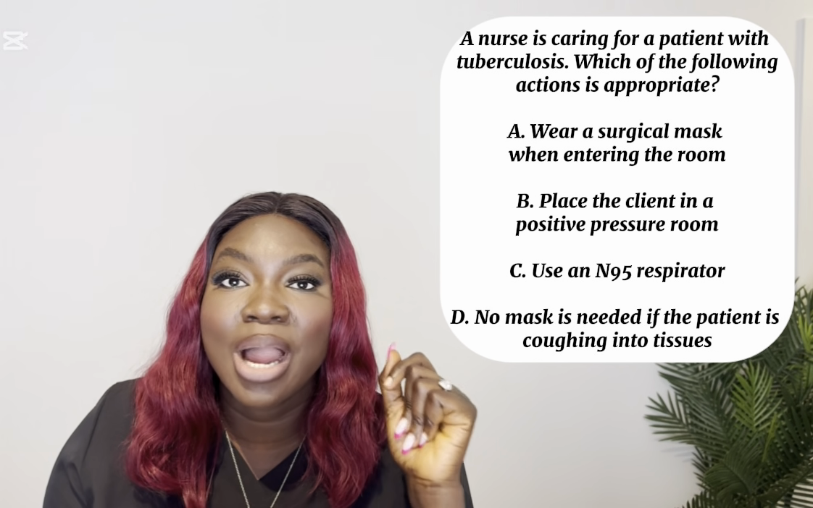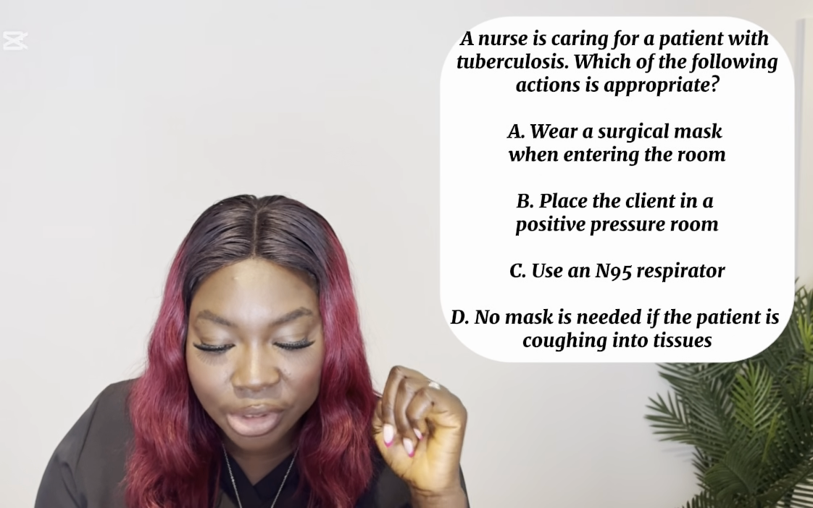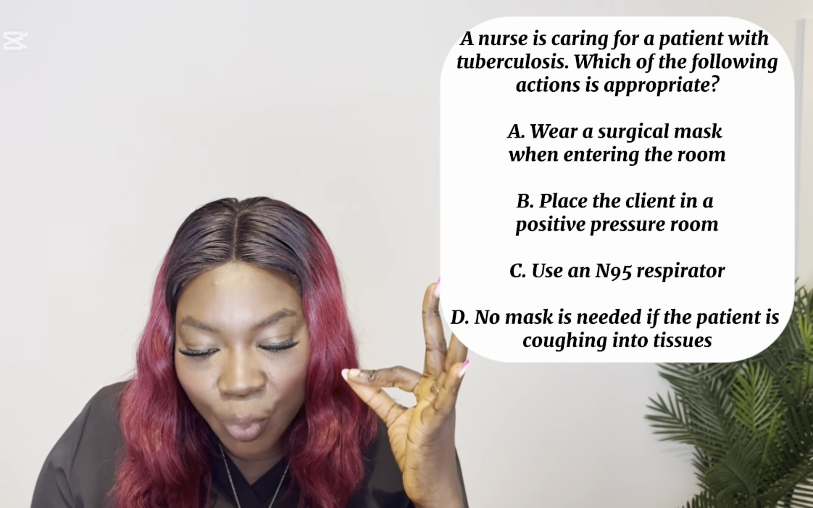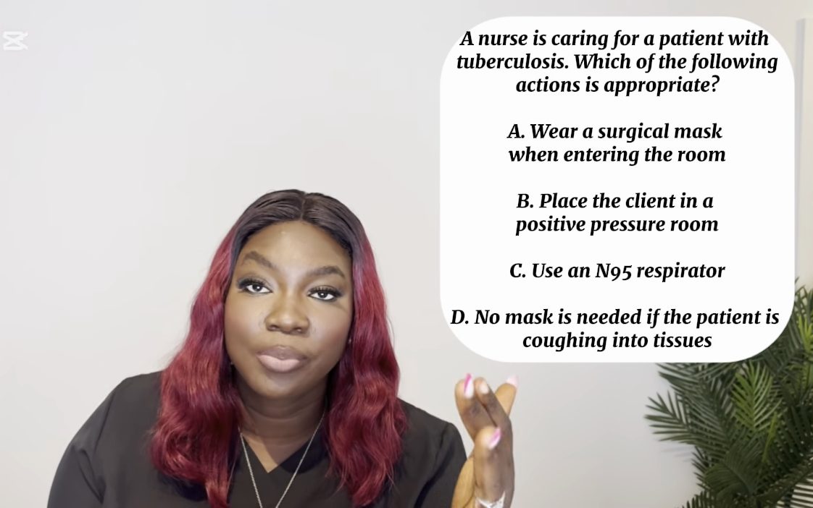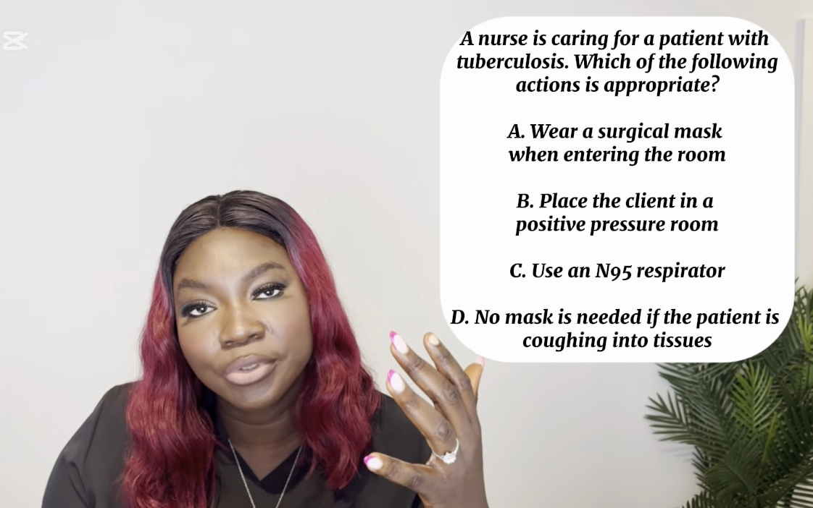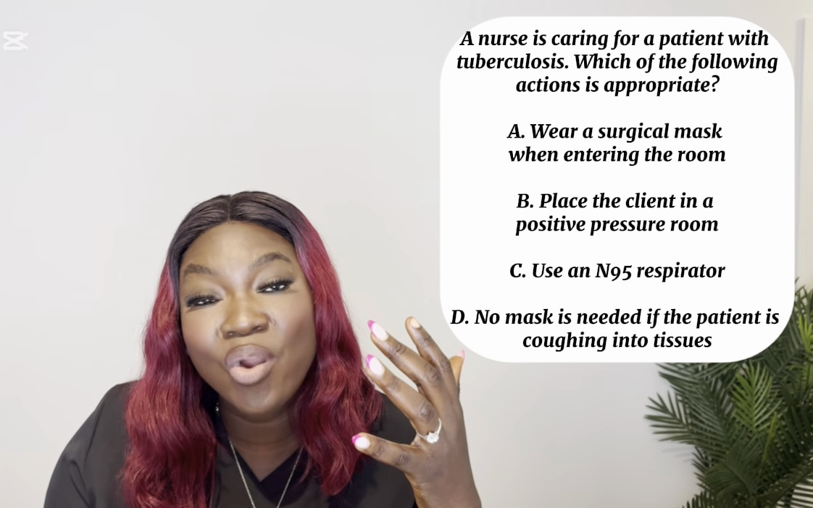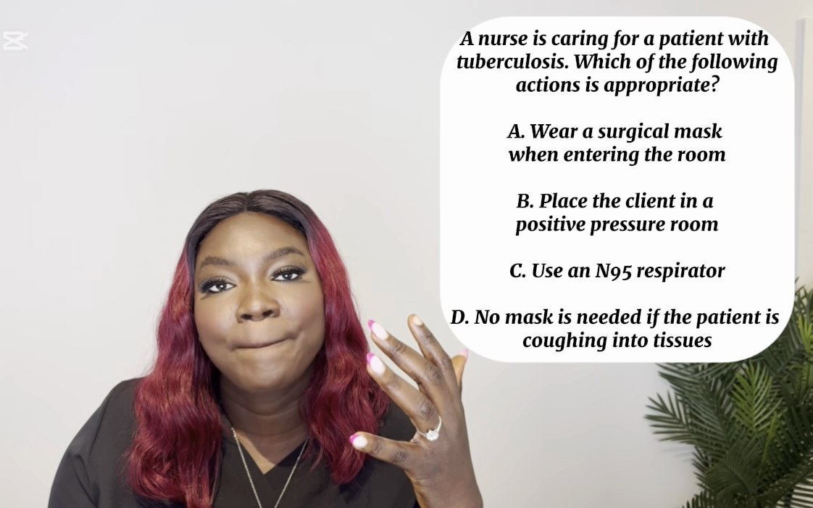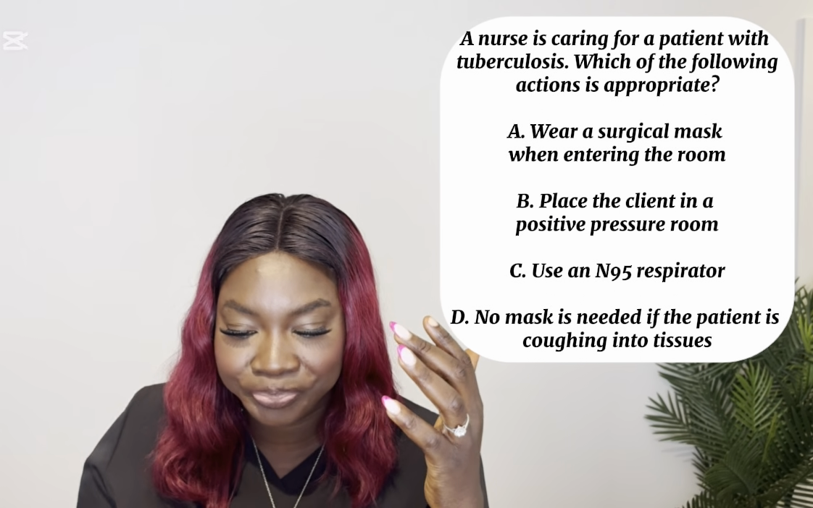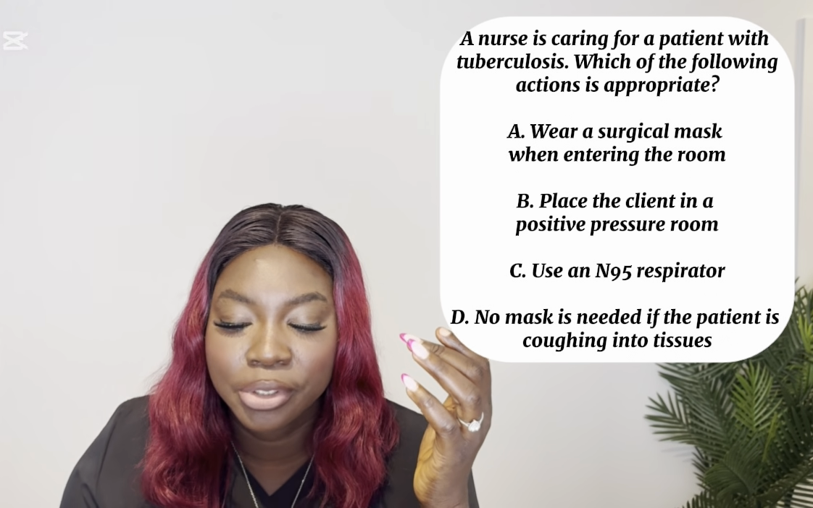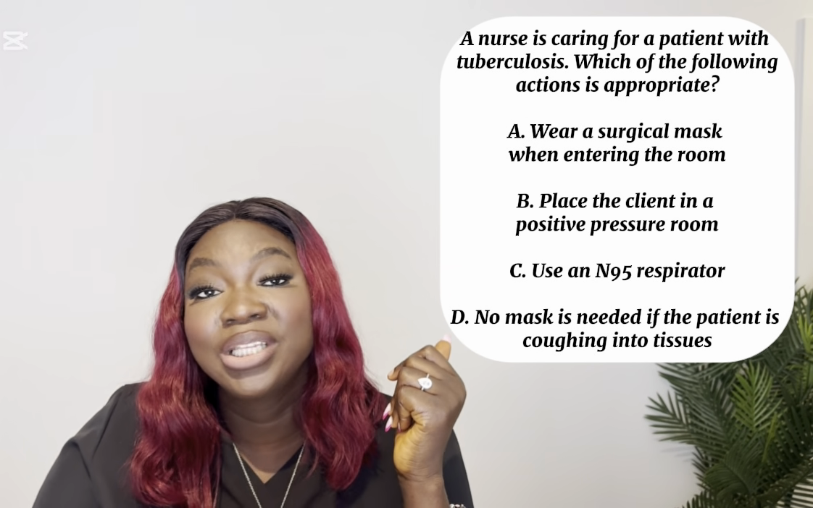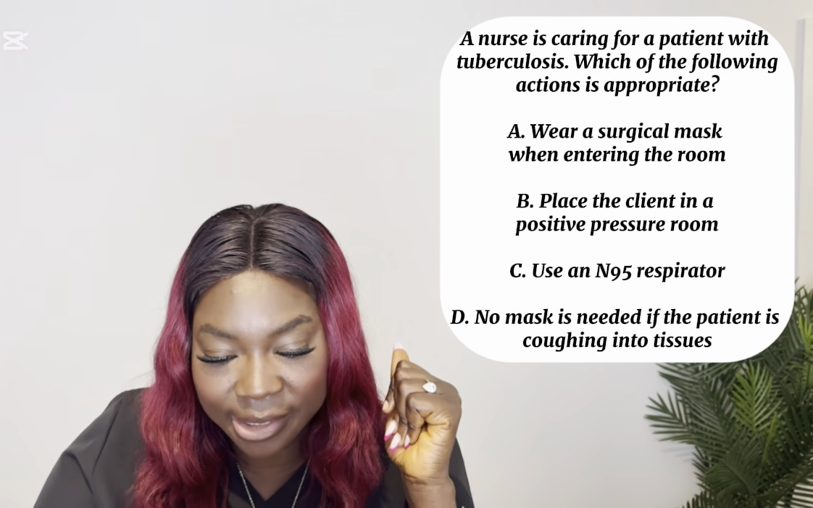Okay, so our right answer: when your patient has TB, you put them on N95. Let's go through the wrong ones. Wear a surgical mask when entering the room. This is good for droplet precaution, not for airborne. You need your N95 respirator to go into a patient that is on airborne isolation precautions, because surgical masks do not provide adequate protection.